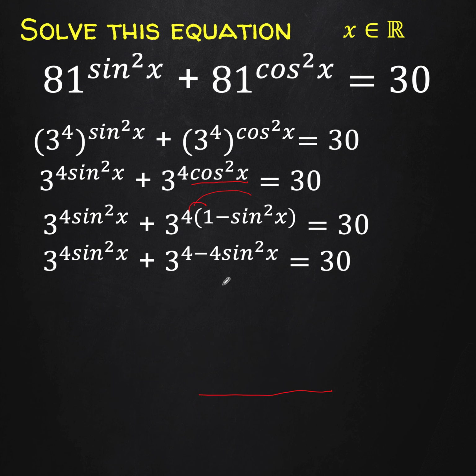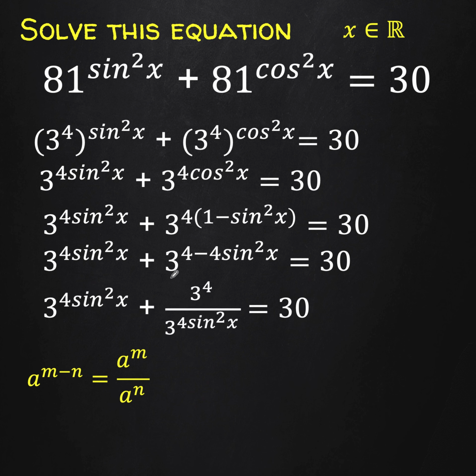Then let's distribute this 4 to this binomial to arrive at this. Now, this is an exponential form where the exponent is expressed as a difference. We can simplify that using this law of exponents: the base a raised to the difference m minus n is equal to the quotient a raised to m over a raised to n. So, this is now the result. This base raised to the fourth divided by the same base raised to 4 sine squared x.